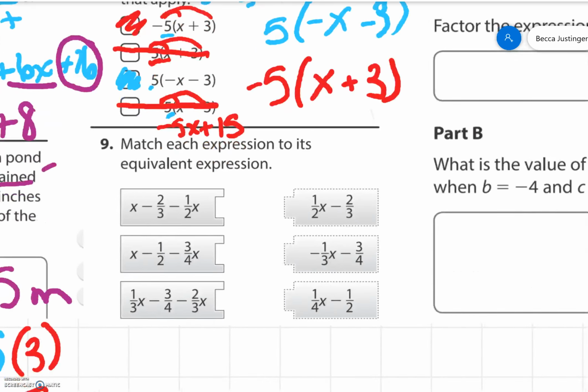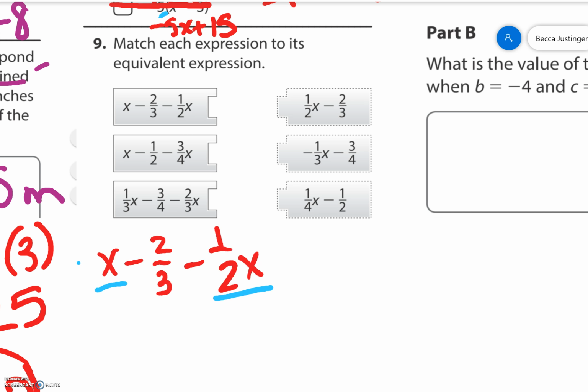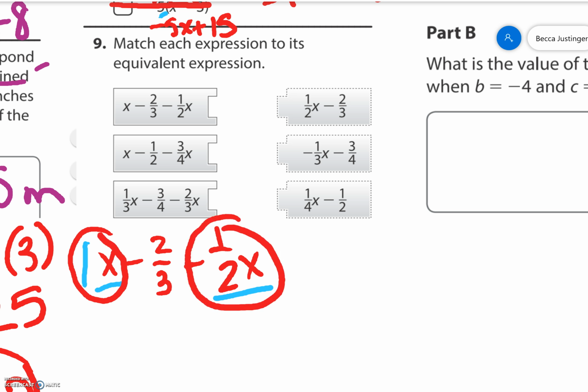All right, number 9. Match each expression to its equivalent. So I have x minus 2/3 minus 1/2 x. I want to combine like terms. I've got an x here, x here. This is technically 1x. If there's no number in front, it's a 1. So I want to do what's 1x minus 1/2 of an x. Well, $1 minus 1/2 a dollar is 1/2 a dollar. 1 whole minus 1/2 is 1/2. So it's 1/2 x minus 2/3.